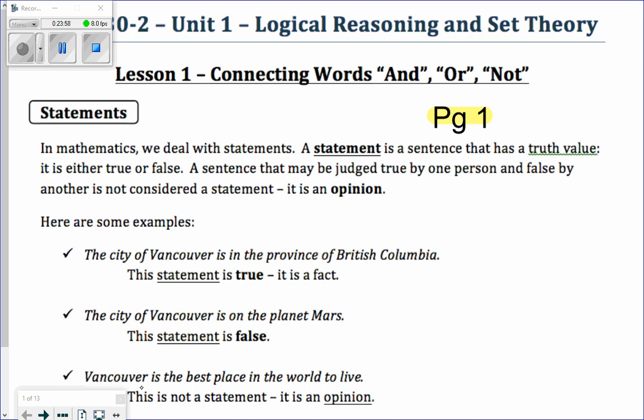Okay, so let's start out with the first thing. And the first thing is statements. Statements are something that has a truth value. I love math. That is a statement because it's either true or false.